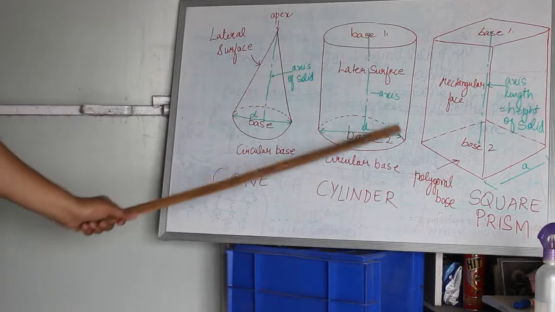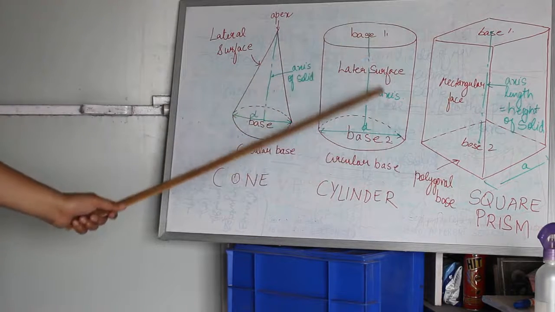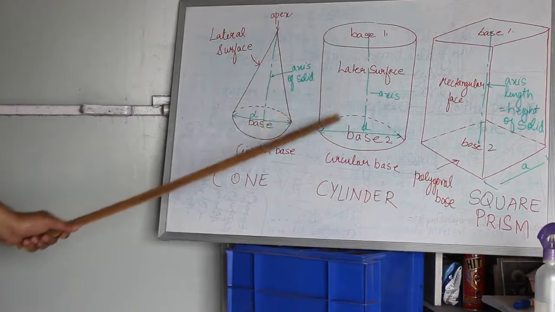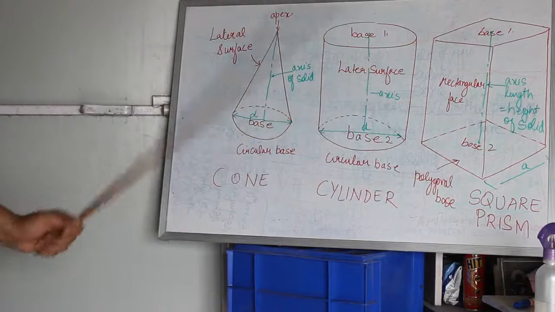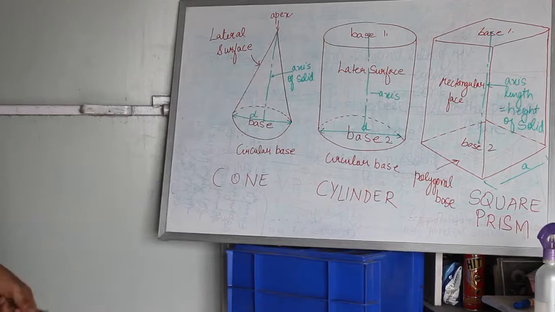Likewise, if we have a simple rectangle and if we try to keep one side, longer side of the rectangle fixed and then generate about that fixed side, it will give you a cylinder.